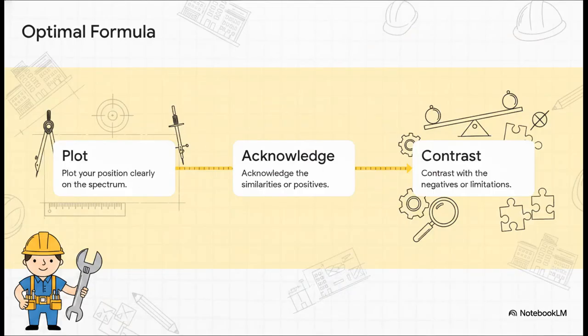To guarantee your marks on this slider, just follow this simple 1-2-3 actionable formula. First, state your precise position. Say something like, I partially agree. Second, acknowledge the supportive points. I understand it because it prevents X. And third, pivot to contrast with the limitations. However, it is flawed because of Y.